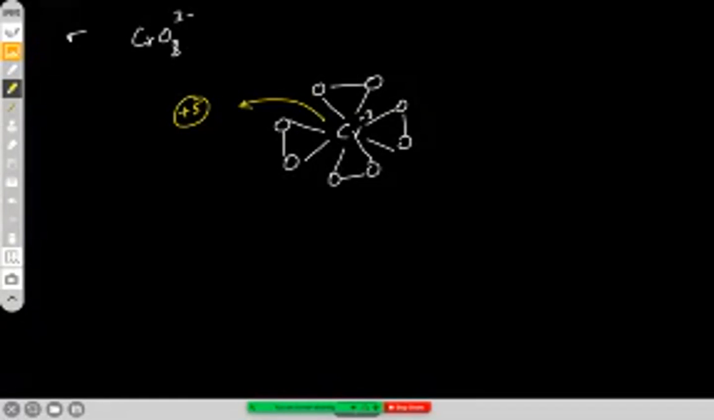One very important example: oxidation state of each nitrogen atom in NH4NO3. Find out the oxidation state of each nitrogen atom in this.